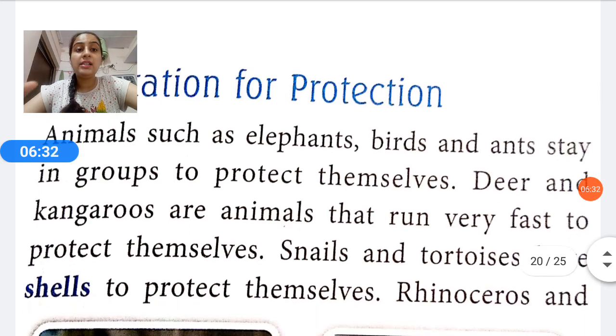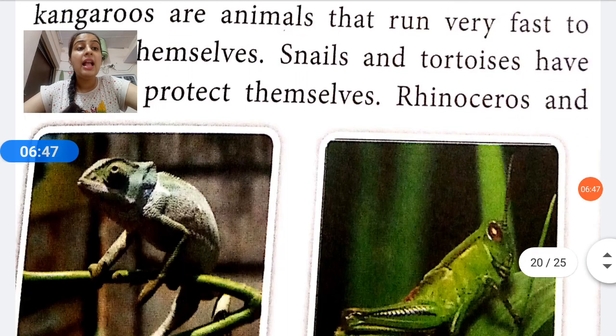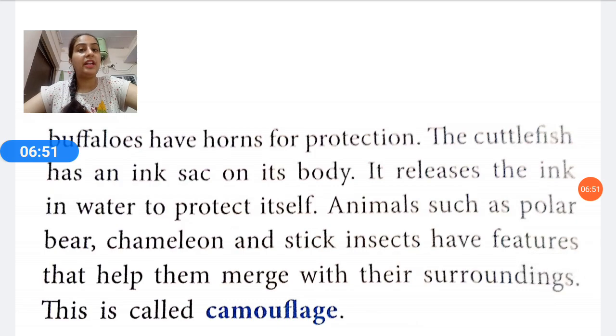Deer and kangaroos are animals that run very fast to protect themselves. They can run very fast. वो बहुत जोर से भाग सकती हैं, तो वो अपने आप को protect कर सकते हैं. Snail and tortoise have shells to protect themselves. They have a proper kind of shell around their body, so they are able to protect themselves. Rhinoceros and buffaloes have horns for protection. They have very strong horns so that they are able to protect themselves.